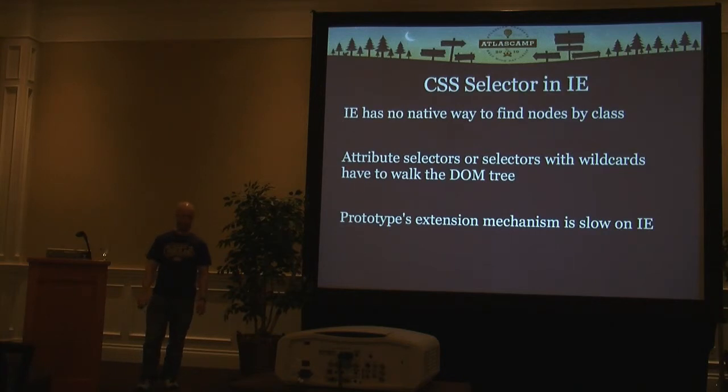Especially in Internet Explorer, this is trouble, because Internet Explorer has no way to find native nodes by class. It can find them by ID, and it can find them by type, but not by class. So what happens is that the JavaScript frameworks actually emulate this. They have to walk through the whole DOM tree and compare every class attribute to the search key you were entering. And that can take quite a while. Similar thing with attribute selectors. If you use wildcards to say, give me all elements where the class contains this string, you've got the same situation.